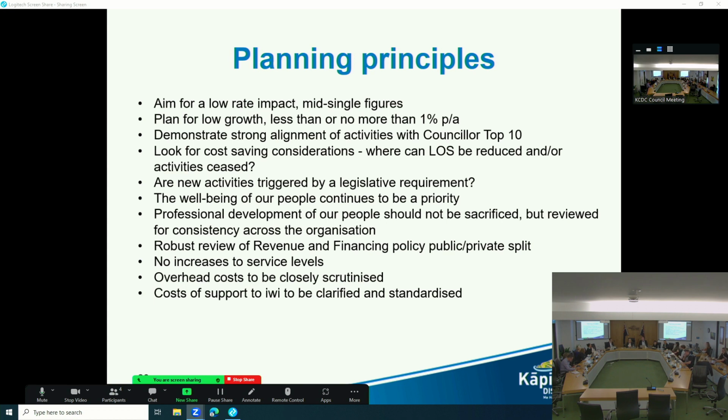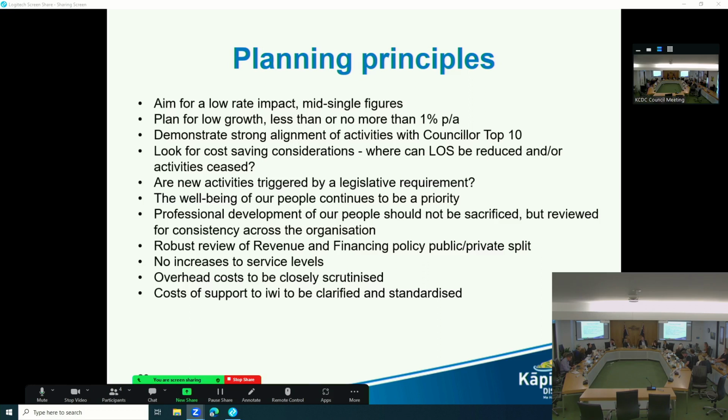Jocelyn, a very, very quick comment. Yeah, just the second bullet point, plan for low growth, no more than 1% per annum. I think there needs to be some clarity. What we're referring to there is we've got our growth projections that I believe have been brought to you previously. So we're aiming for the 50th percentile for population growth and household growth.